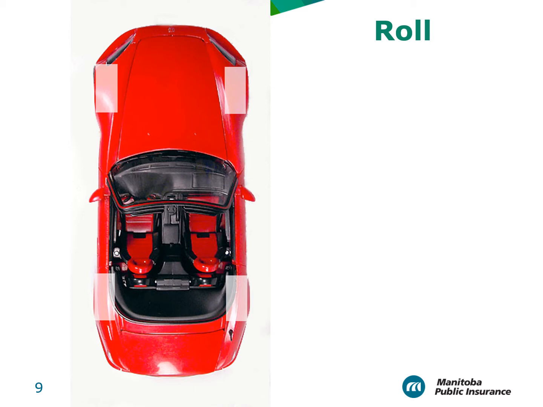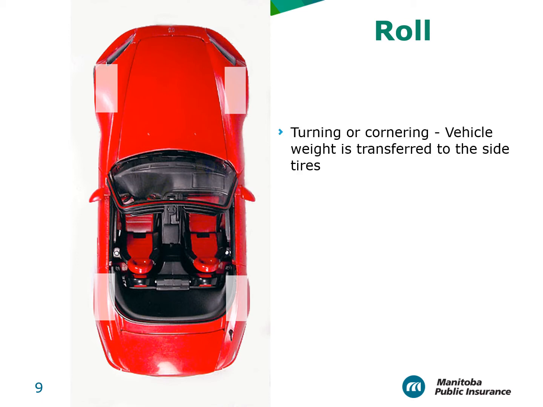The laws of physics state that an object in motion continues in motion and in the same direction until an outside force acts upon it. In this case, the vehicle physically wants to continue, but the tires are redirecting the energy of the vehicle and turning it into the new direction. Vehicle weight is transferred to the side tires when turning or cornering because the vehicle's energy wants to continue ahead. The vehicle rolls opposite the new direction.